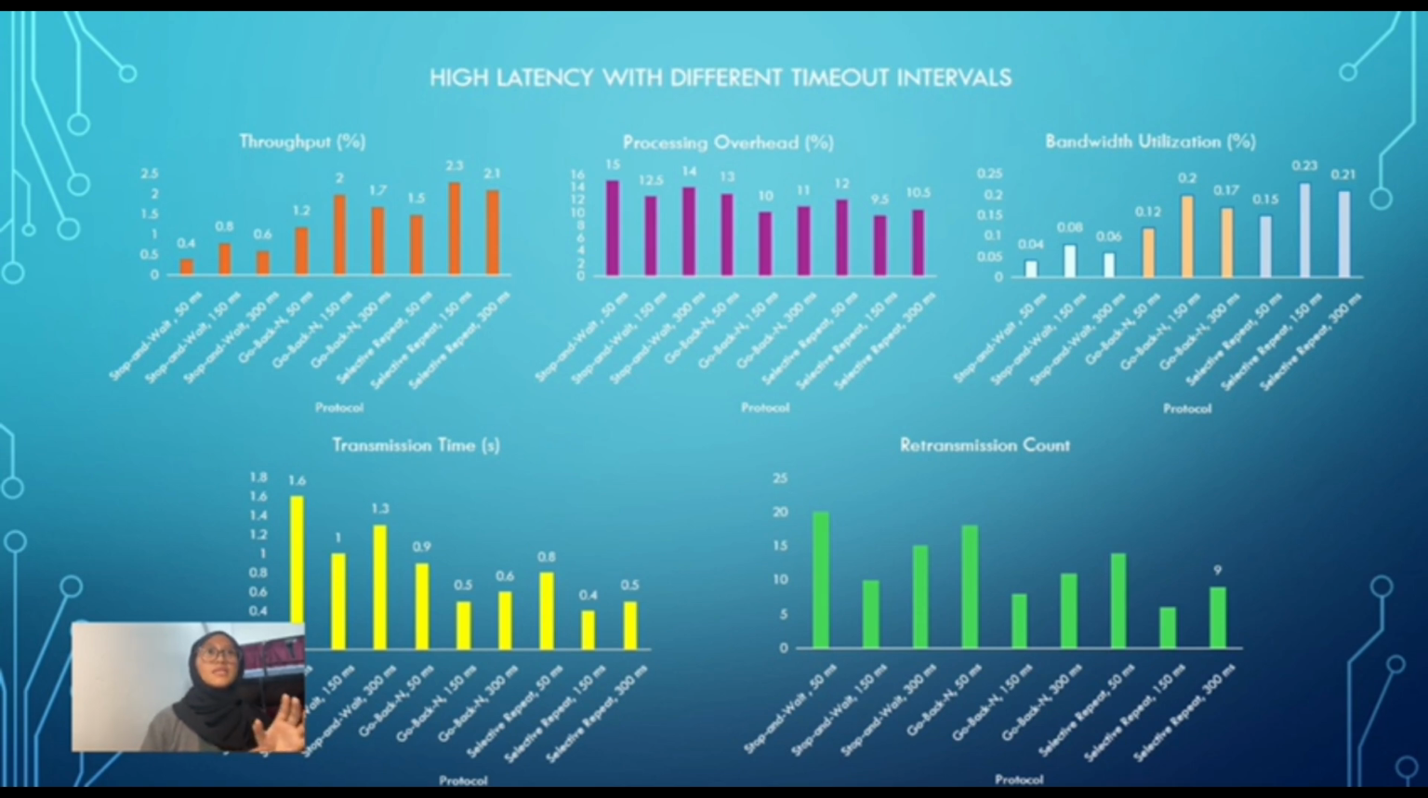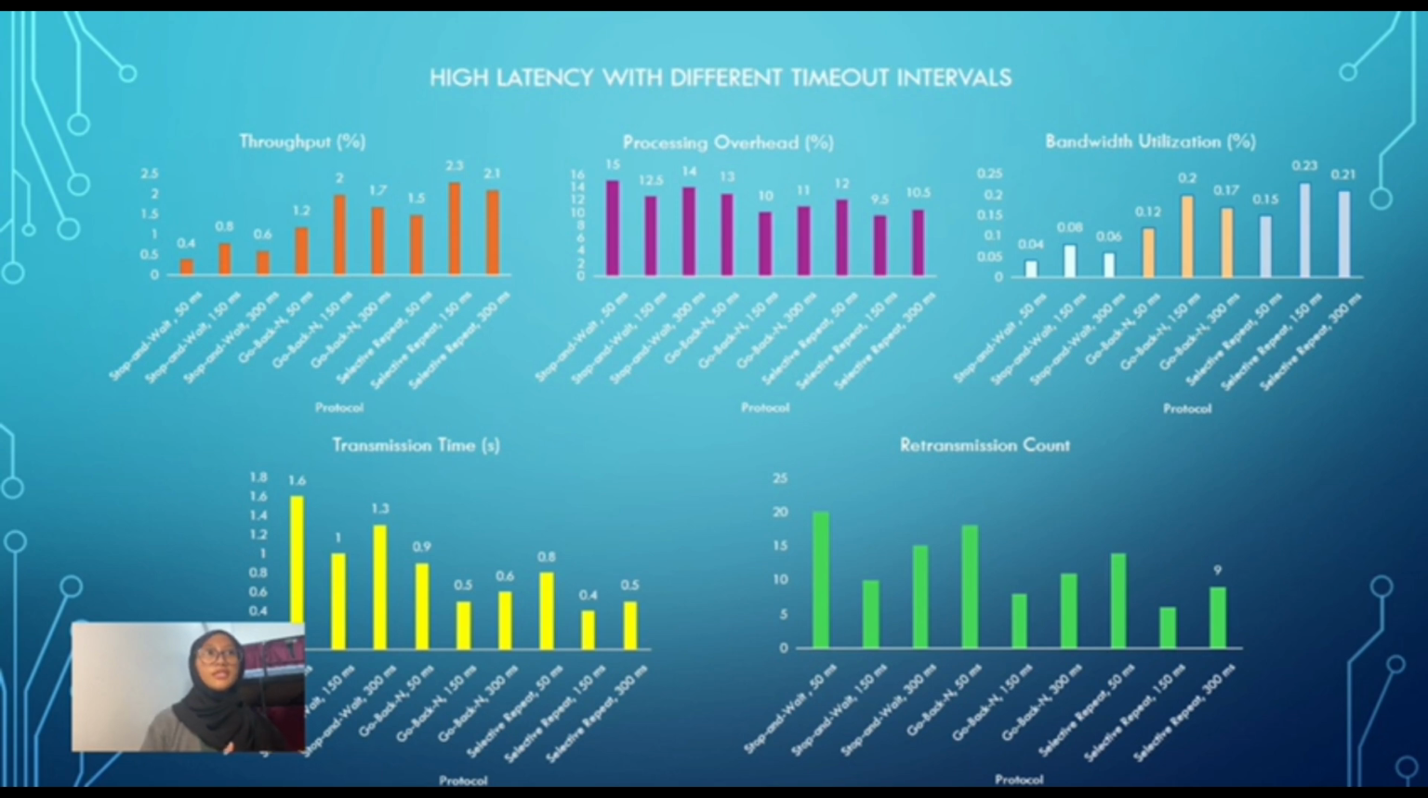The second one is processing overhead. Stop and wait has the highest overhead, around 15%, while selective repeat keeps the overhead low, especially at longer timeouts. The third one is bandwidth utilization. Again, selective repeat leads, reaching 0.23 utilization at 150 milliseconds. Stop and wait struggles, staying below 0.1 regardless of timeout.